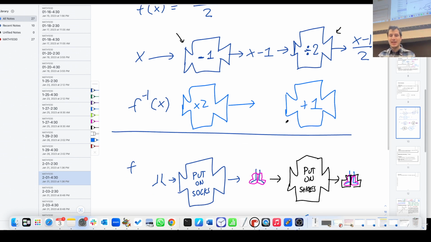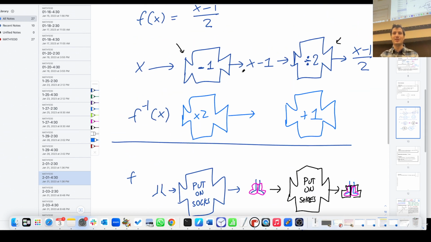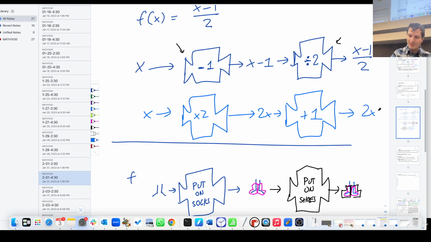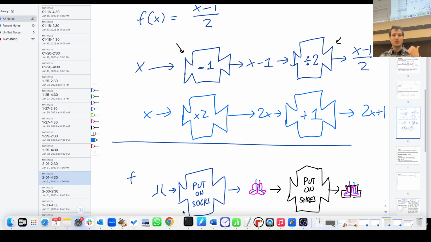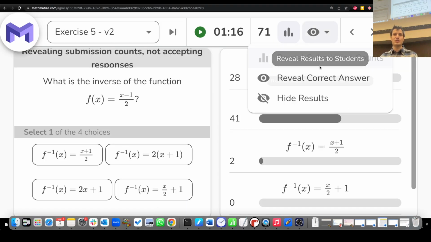And it's exactly the same thing as before, right? You've got to undo them in the opposite order that you did them in. So minus 1, divided by 2, becomes times 2, plus 1. And that function, if you start with some value x, you feed in x, what are you going to get? Well, multiplying by 2, you get 2x. And then adding 1, you get 2x plus 1. So 2x plus 1 is the right answer because you have to first undo the last thing you did, the same way you do it for socks and shoes.